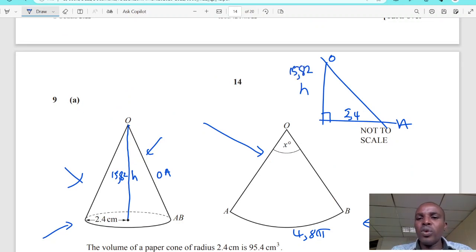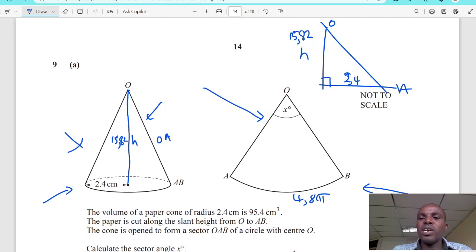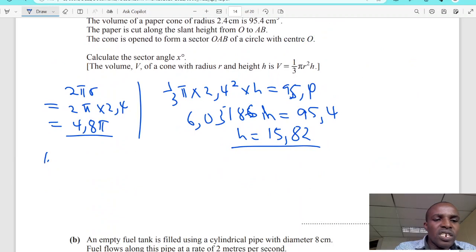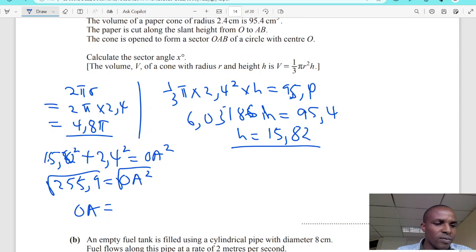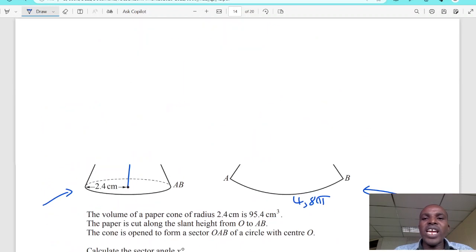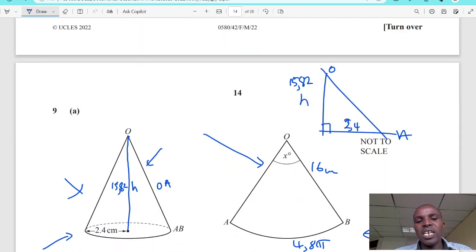Now to find OA, we use Pythagoras. So it's 15.82 squared plus 2.4 squared is equals OA squared. So I say this one, 15.82 squared plus 2.4 squared. What do you get? 255.9 is equals OA squared. Then you put square root both sides, you get your OA. OA is equals to root of this. Then you get 15.9997, it is 16. That's OA. OA is 16, so it means this one is 16 centimeters. That will be the radius of this item, right?